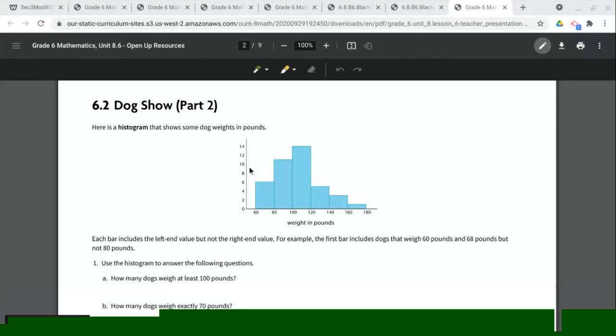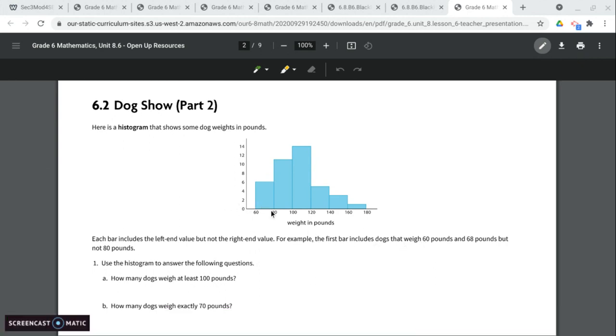So here's a histogram that shows some dog weights in pounds. Each bar includes the left end value but not the right end value. For example, the first bar includes dogs that weigh 60 pounds and 68 pounds but not 80 pounds. Use the histogram to answer the following questions.